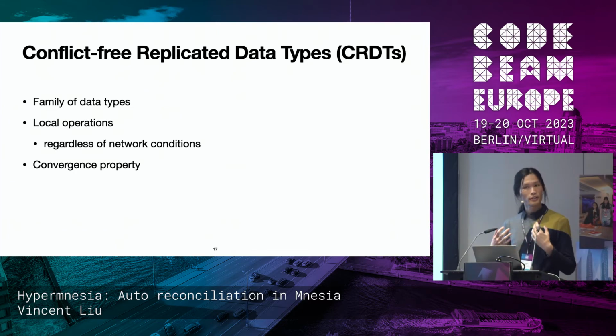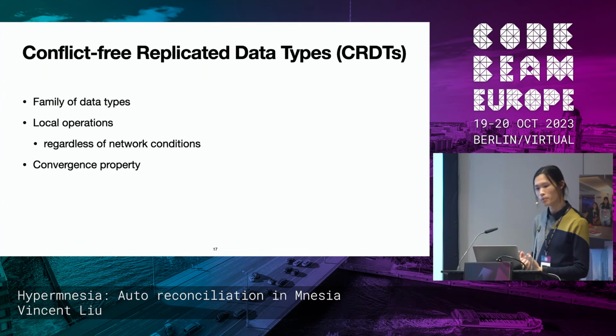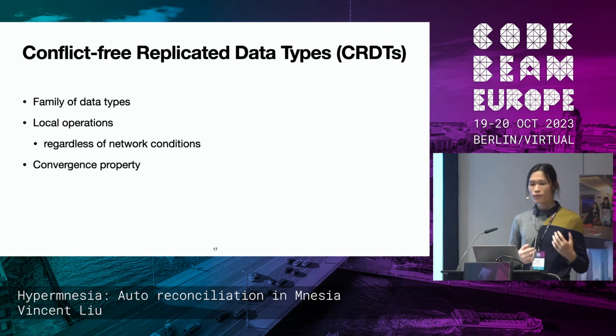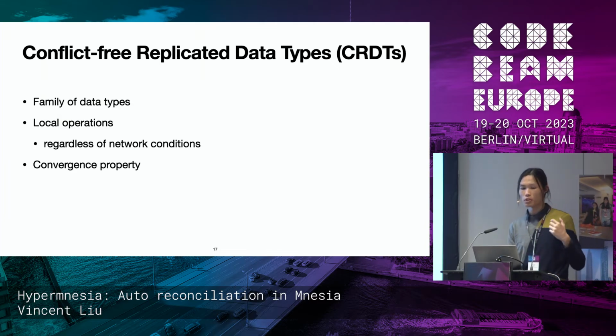These are families of data types, and they enable operations to be performed locally without necessarily caring about the network conditions. And then they offer this convergence property saying, oh, as long as 2 nodes receive the same set of messages or updates, they will be in the same state. So recall in the previous diagram, we see that A and C receive the same set of messages.